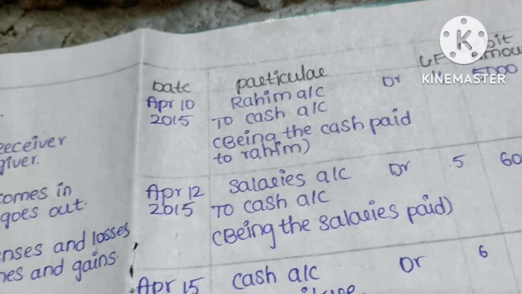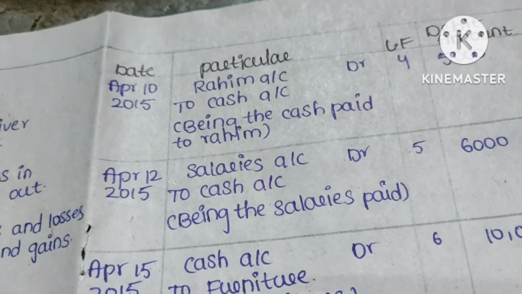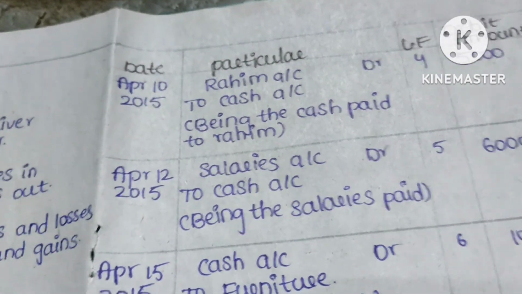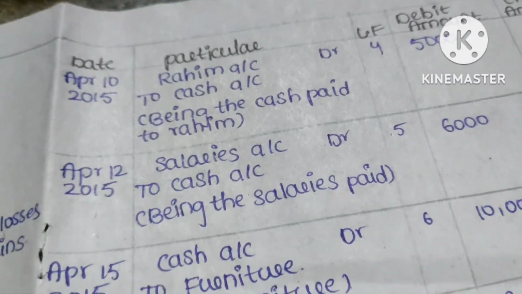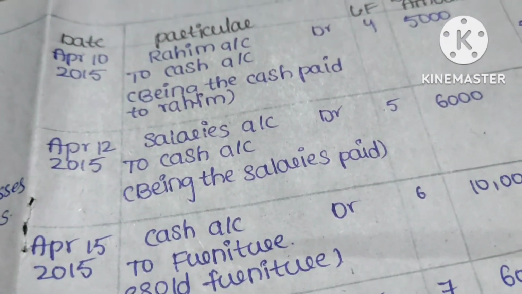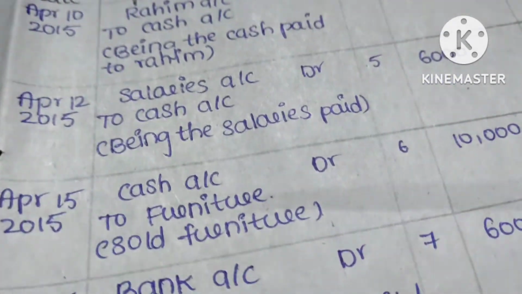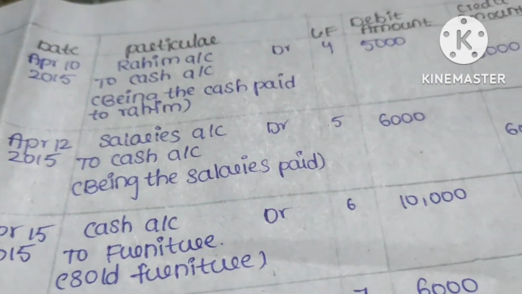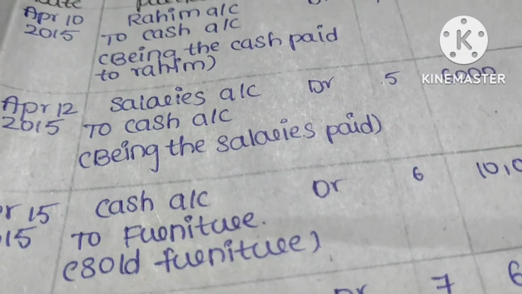As we have seen here, wages paid means the wages account is debited and the cash account is credited. We have paid salaries, and those are expenses as per the nominal account. All expenses and losses are debit, all incomes and gains are credit. So salaries account, fifth one, 6,000, 6,000. The narration is: being the salaries paid.